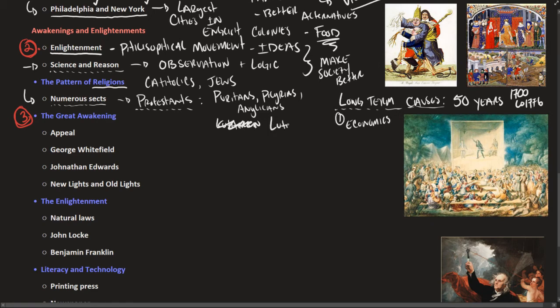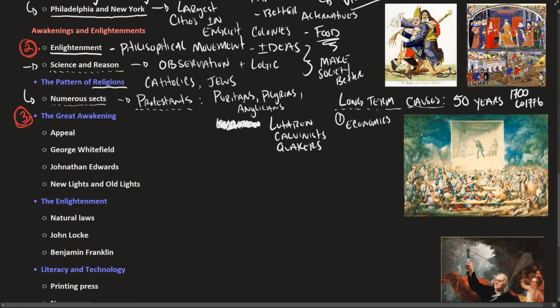Lutheran. Martin Luther himself was German, right? So a lot of German Lutherans, a lot of Scottish Calvinists, right? Calvinism, the idea of predestination. And then another religious group that we mentioned last class we could add, Quakers. How can we forget our Quakers, right?